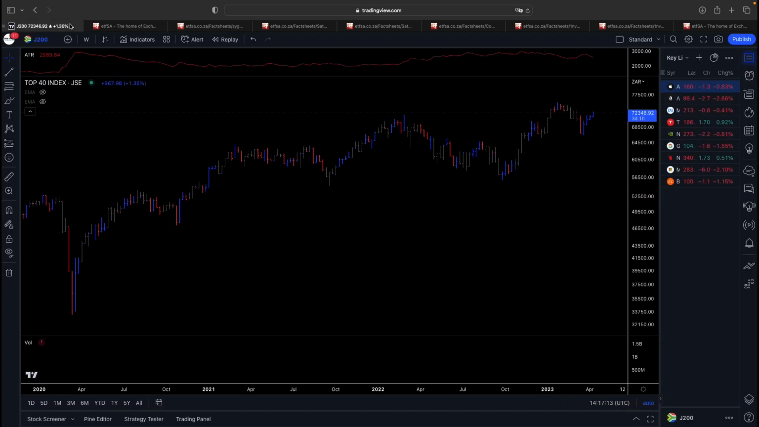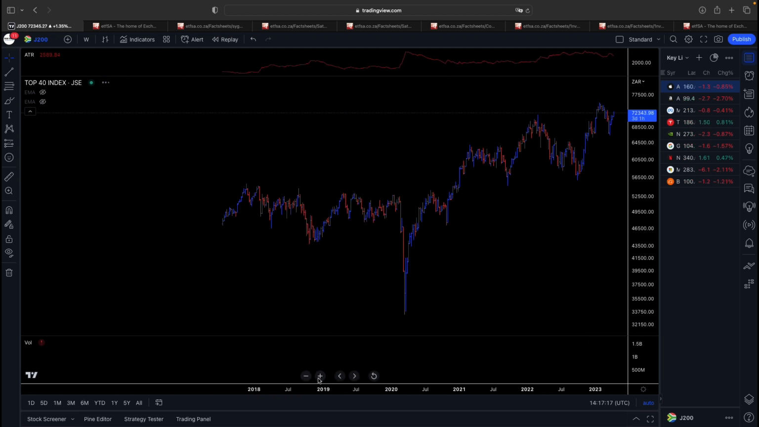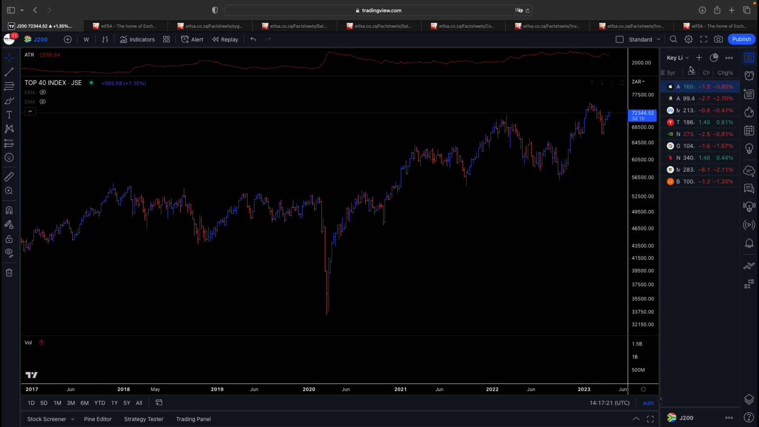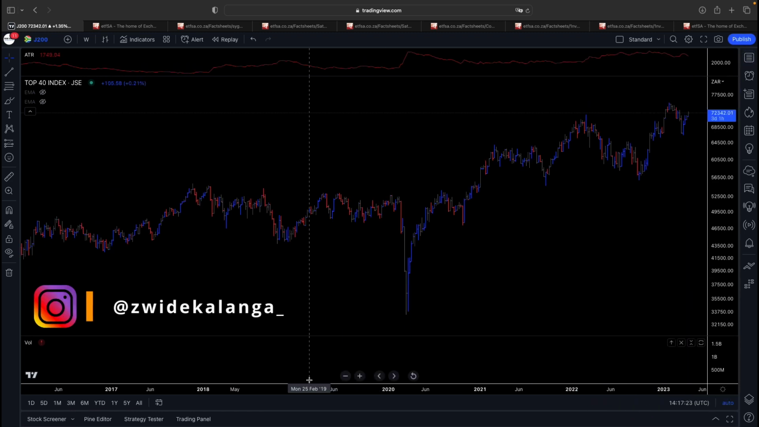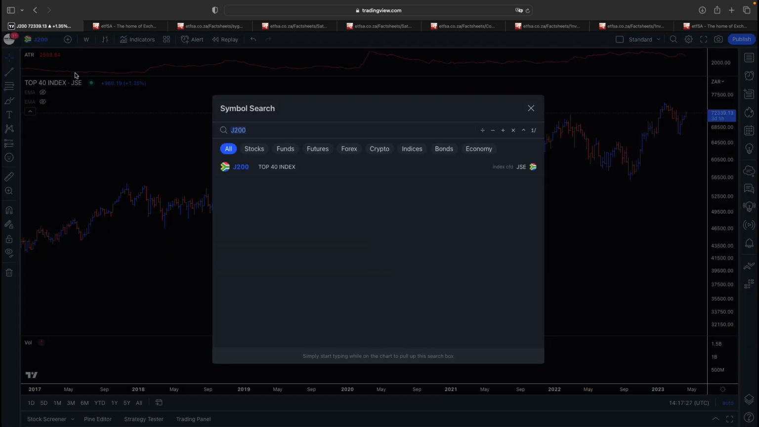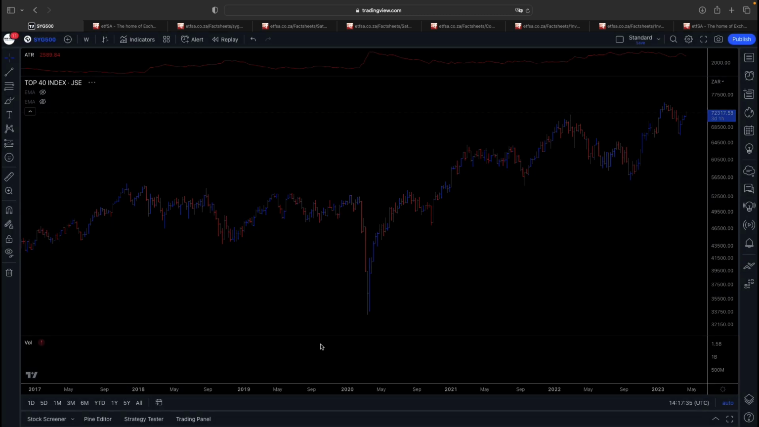So there is not so much that we can look at if we just want to go back, let's say maybe to about 2017, because some of these ETFs were not available before 2017. Then we can compare the performance. So everything we're going to base on the Sygnia S&P500 ETF. Let's see if we can find the Sygnia S&P500.